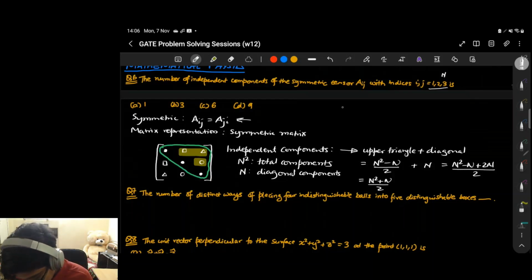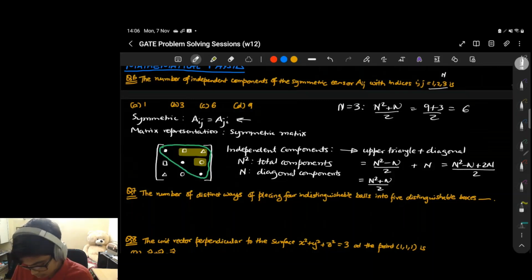So in our case, n is equal to 3. So n squared plus n over 2 is 3 squared, 9, plus 3, over 2, which is equal to 6. So 6 independent components.